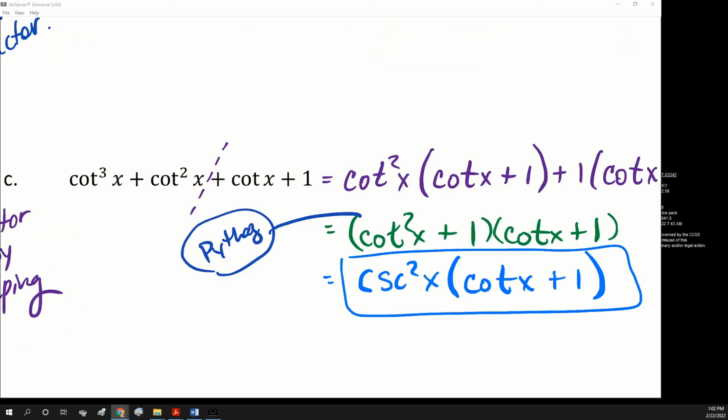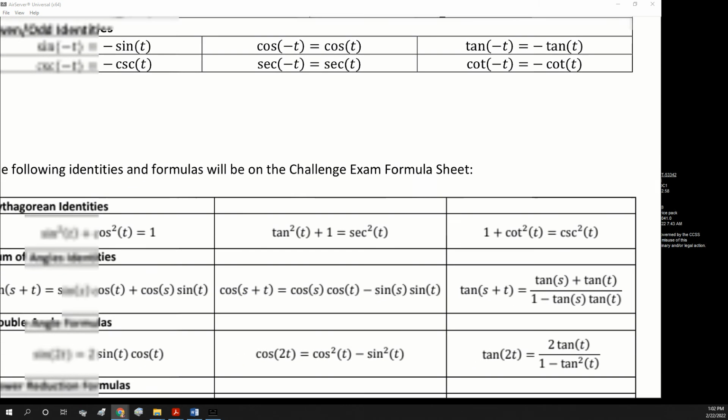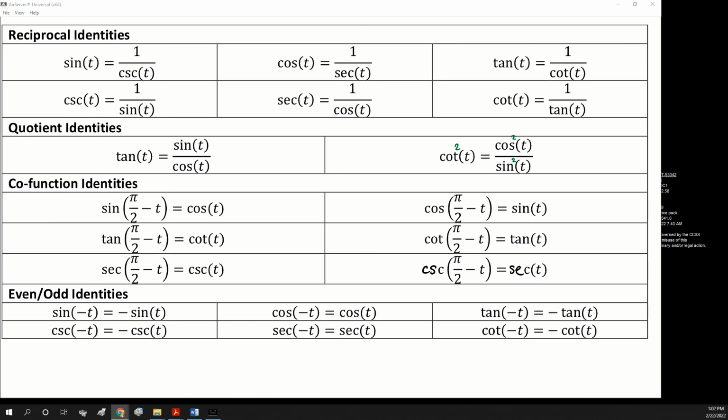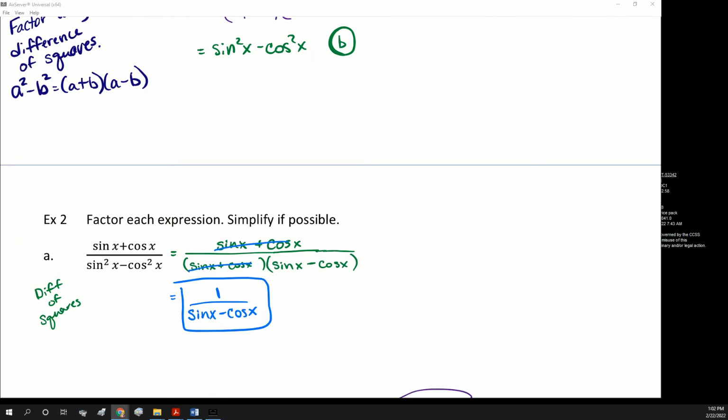So if you look at your identities, just regular old cotangent, we can't use the Pythagorean identity if it's not squared. It just cannot happen. So if you're looking up here, is there a way you can write cosecant as cotangent? Do you see any of these that have cosecant and cotangent in it? No. So it just can't happen. We can't do it that way. But once we have cotangent squared, we can write cosecant squared at least. So that's what we'll do.